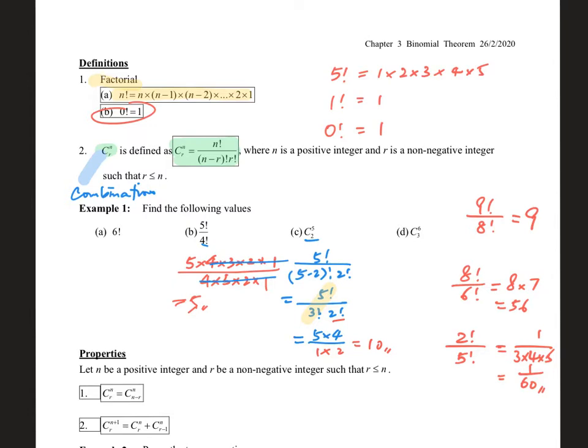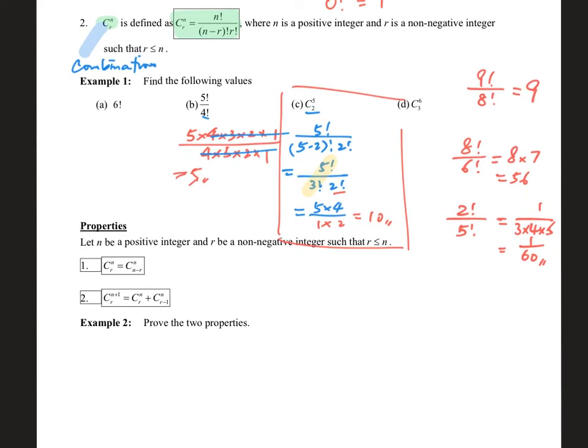Besides doing the calculation directly by the definition and by yourselves, nCr can be done by calculator. You can check, it should be shift times or shift division. I can't remember quite clearly, and you may try it by yourselves.